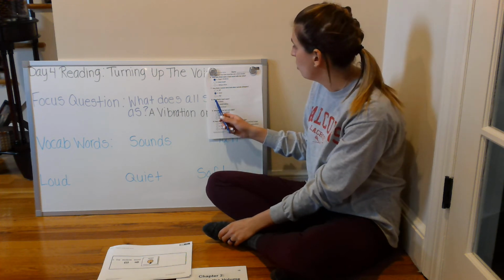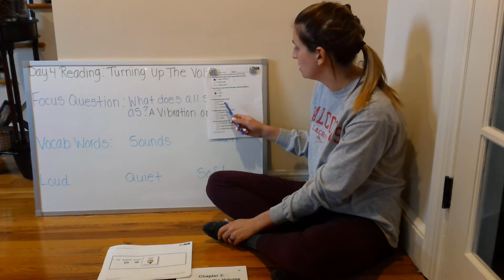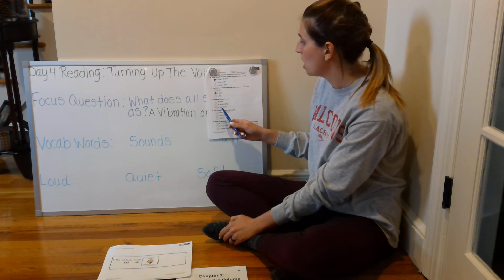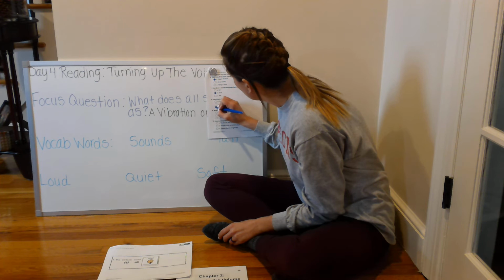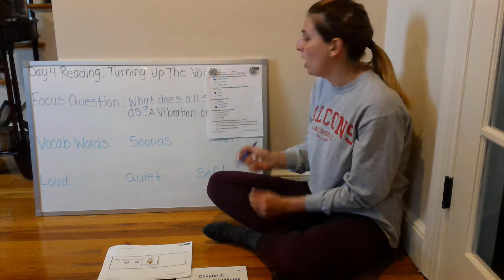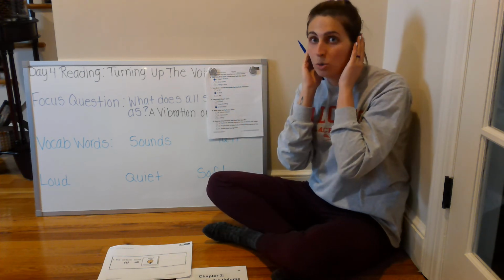Number 8. What hurts Juan's ears? Illness, people talking, or loud music? And the correct answer is C. In the chapter, Juan had to cover his ears because the music was too loud.